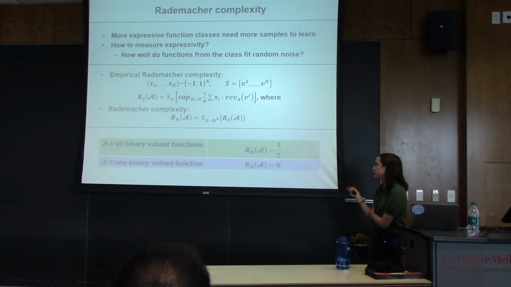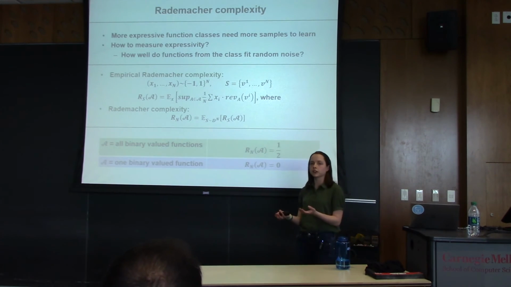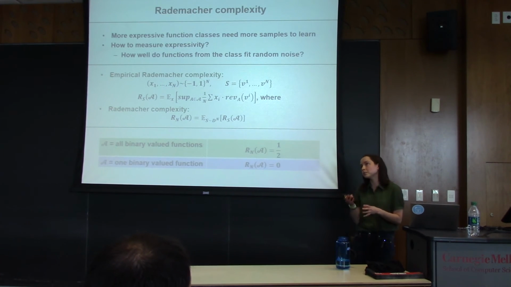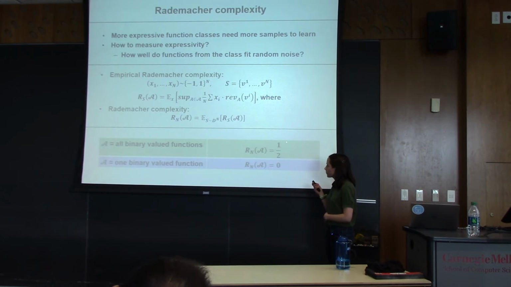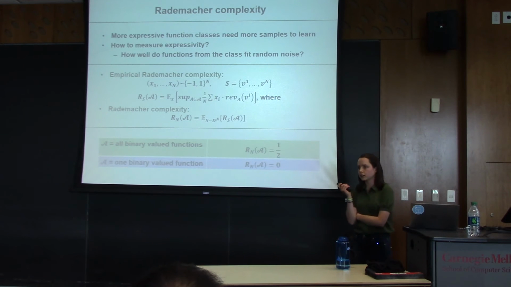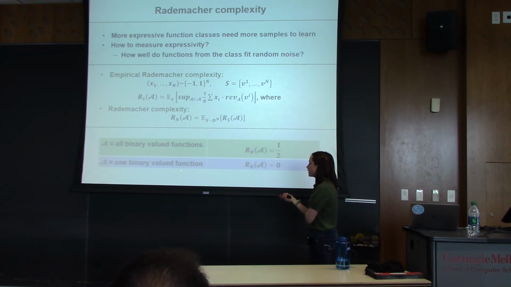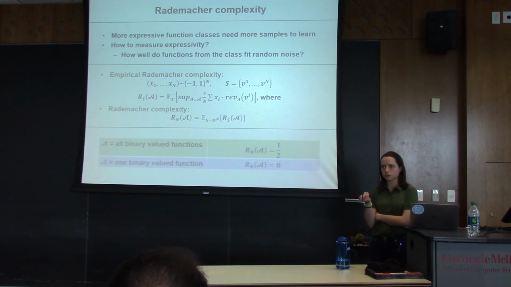Here are just some examples of Rademacher complexity. Let's look at the very simple, but very unconstrained, class of all binary valued functions. The Rademacher complexity there is going to be 1/2, whereas if I just look at the very structured class of one binary valued function, the Rademacher complexity is going to be 0, which is as good as we could hope for.